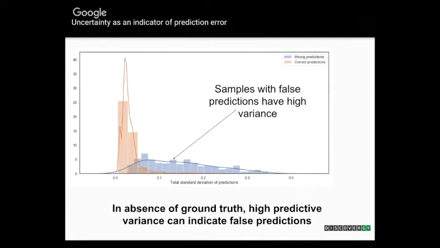However, we go a bit deeper into this, and we plot all the uncertainties again for those instances where a washing machine was detected. And what we see here is that in cases where there was a false prediction, you get much higher uncertainties as compared to the one where the prediction was correct. So in absence of ground truth, high predictive variance can indicate false predictions.